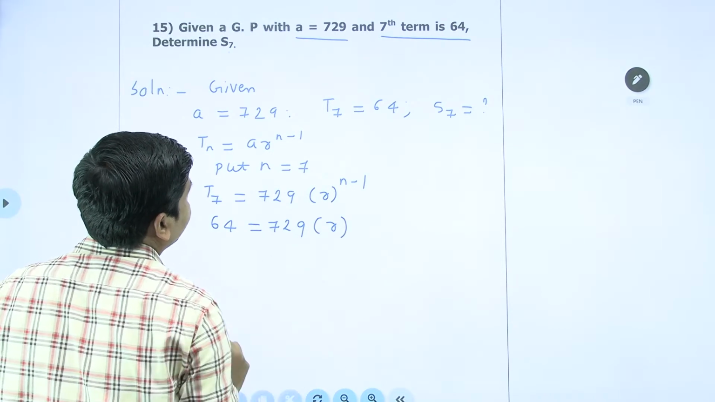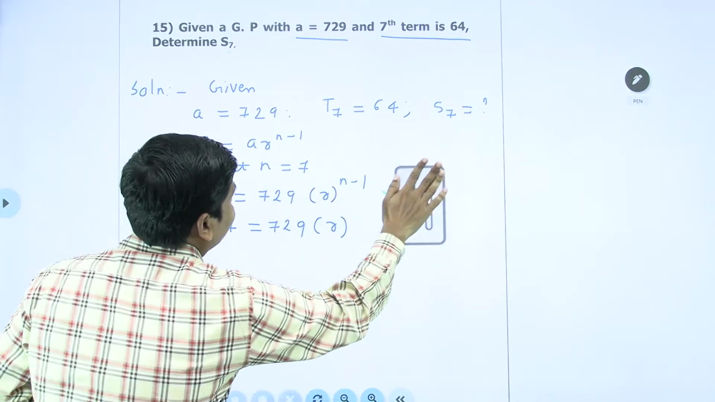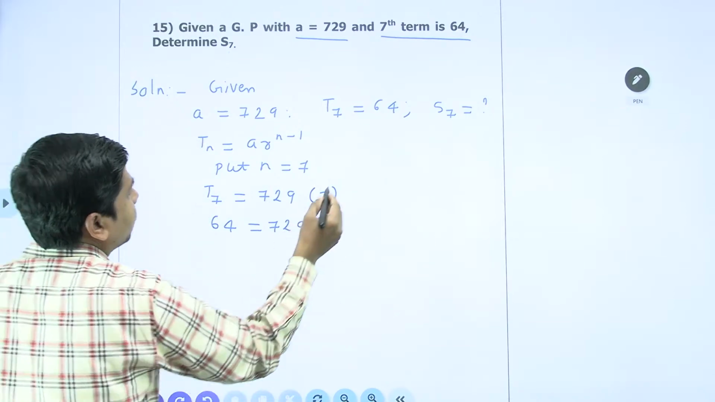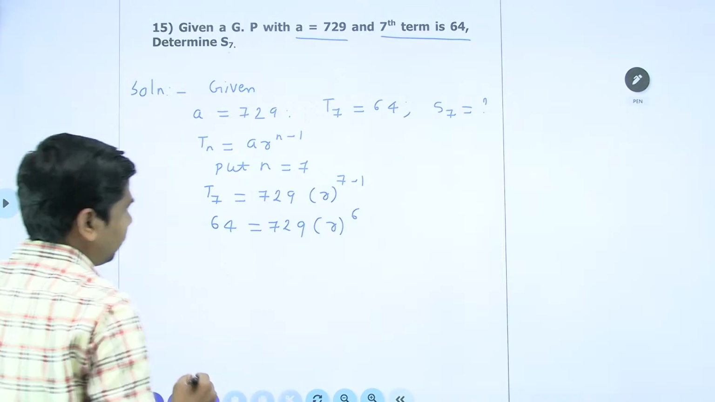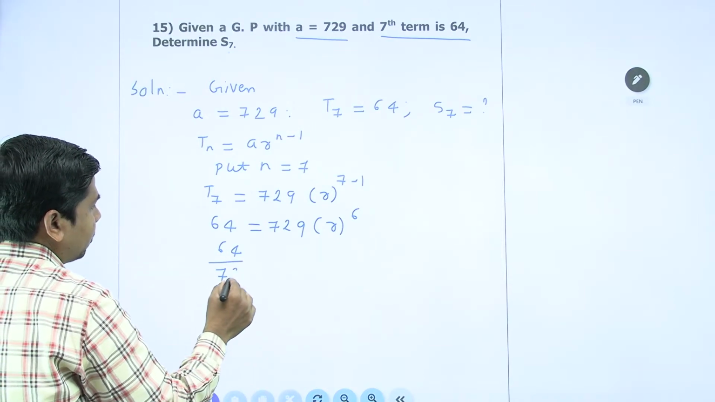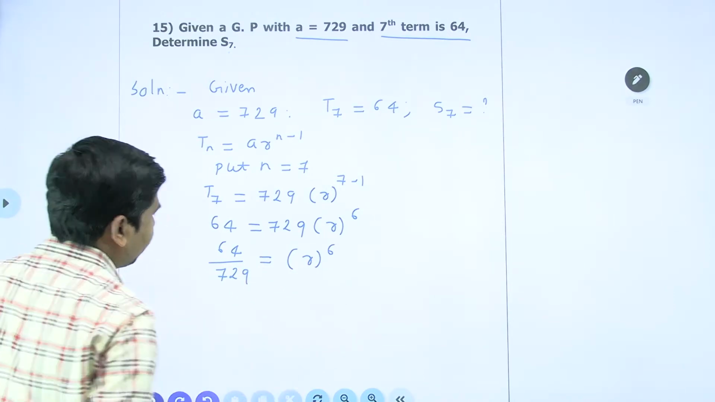We are replacing n as 7. So R is to 7 minus 1, it is R to the 6. 64 by 729 equals R to the 6.